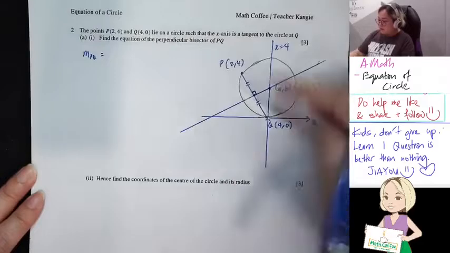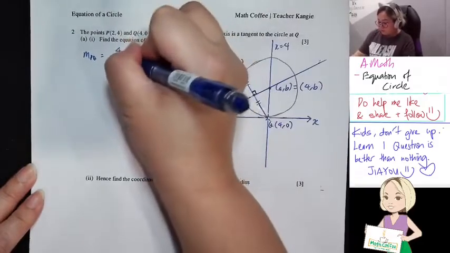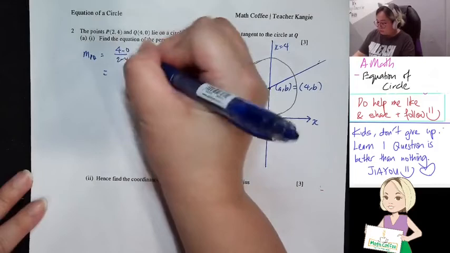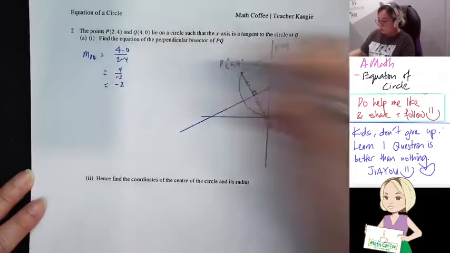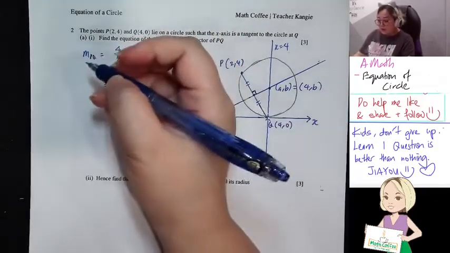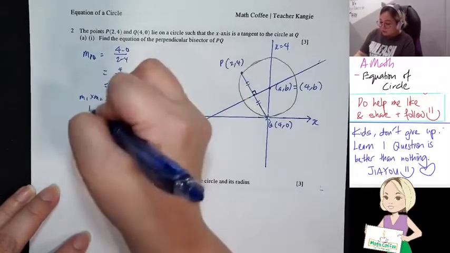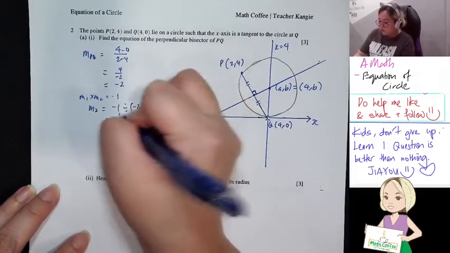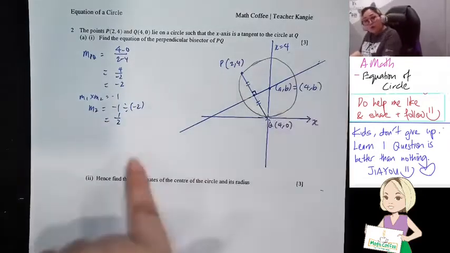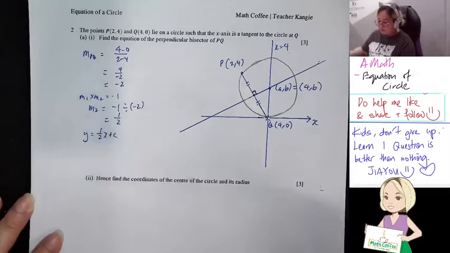So it will be 4 minus 0 over 2 minus 4. So I will have 4 divided by negative 2, which gives me minus 2. Then after that, M1 M2, gradient 1 times gradient 2 gives me negative 1. So my gradient 2 will be negative 1 divided by negative 2, which gives me half. So now my equation of the line, I already know that it will be y equals to half x plus c.